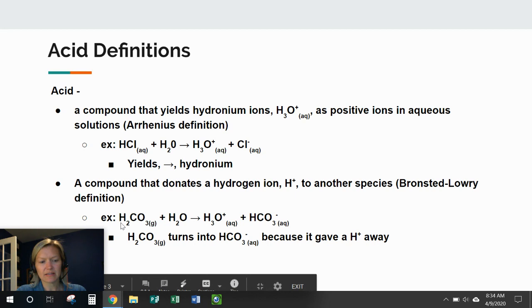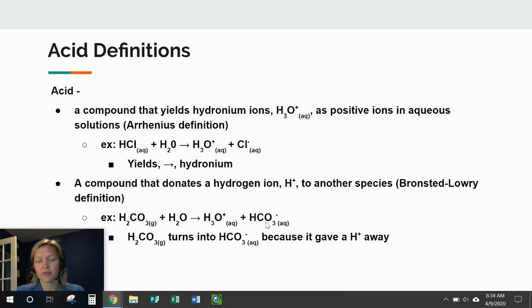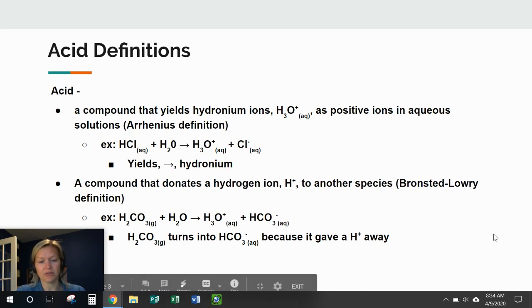So you'll see that this right here, H2CO3, donates a hydrogen. How we know it donates is because it no longer has two hydrogens, it only has one. It gave one away. It didn't just disappear, it gave it away to the water.